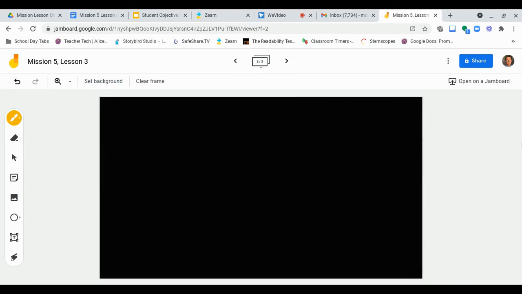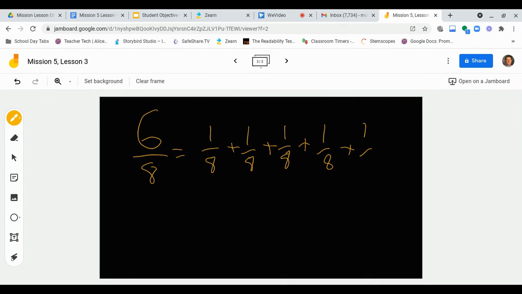All right, let's take a look at one more just so we're clear. Again, let's say we had 6/8. First we're going to write it as a repeated addition, a sum of unit fractions. 1/8 plus 1/8 plus 1/8. How many are we going to need? Yep, we're going to need 6. Let's double check. 1, 2, 3, 4, 5, 6. So 1/8 plus 1/8 plus 1/8 plus 1/8 plus 1/8 plus 1/8 is equal to 6/8.